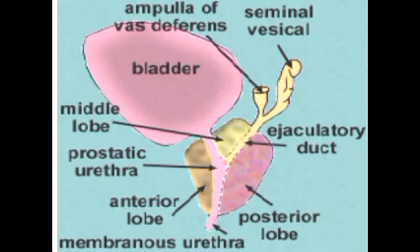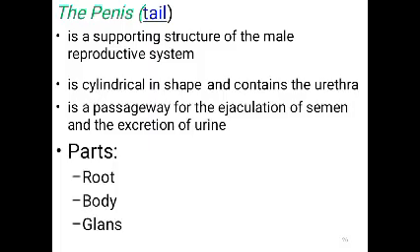The penis is a supporting structure of the male reproductive system. It is cylindrical in shape and contains the urethra. It is a passageway for the ejaculation of semen and the excretion of urine. Parts: 1. Root. 2. Body.